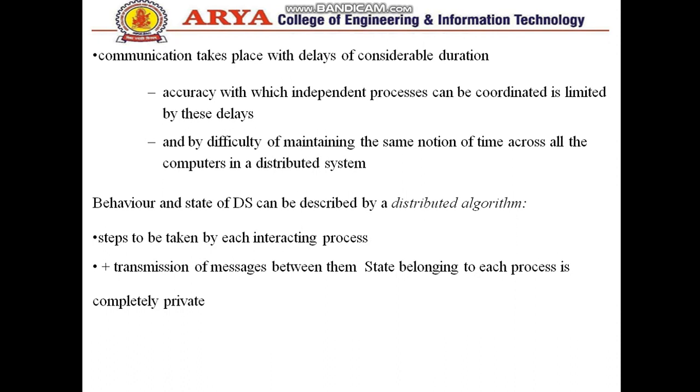So, because of the communication delay, the accuracy of the independent processes may be limited, and by the difficulty of maintaining the same notion of time across all the computers in the distributed environment. The behavior and state of a distributed system can be described by a distributed algorithm, that is, the steps to be taken by each interacting process and transmission of messages between them. The state belonging to each process is completely private.